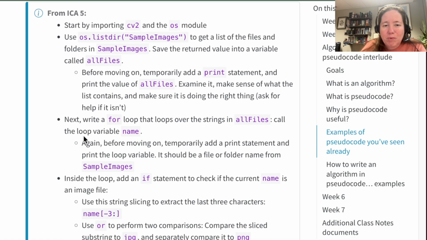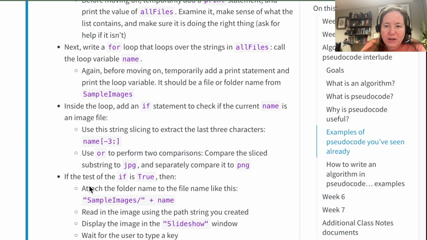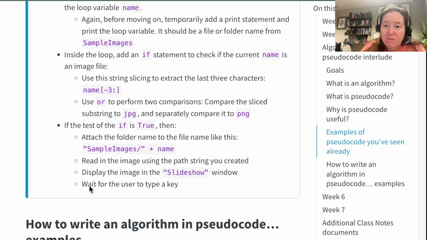And the last example, this is from in-class activity 5. So we were looking at, oh heavens, what were we doing in this activity? Oh, we were trying to read in all of the image files in a folder and display them one after the other. But again, while this has got a few places where it's addressing you as the programmer, for the most part, this is a pretty good statement of pseudocode.